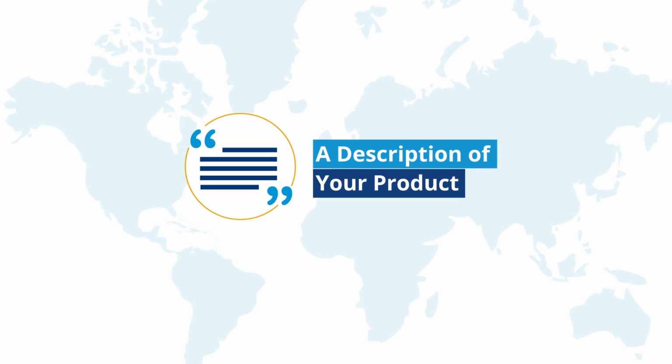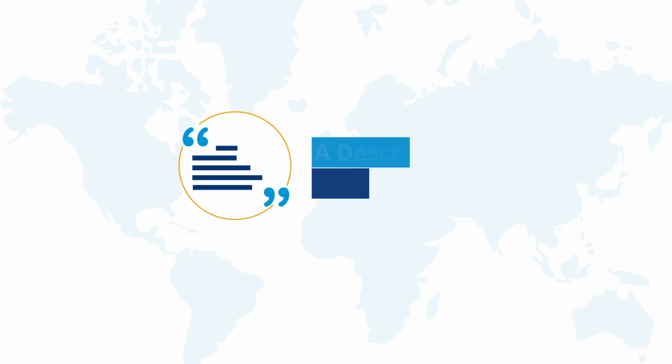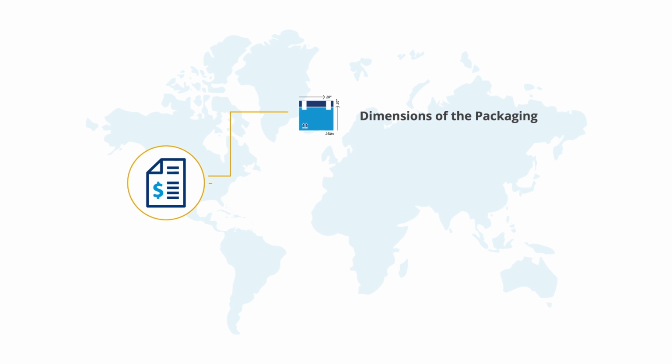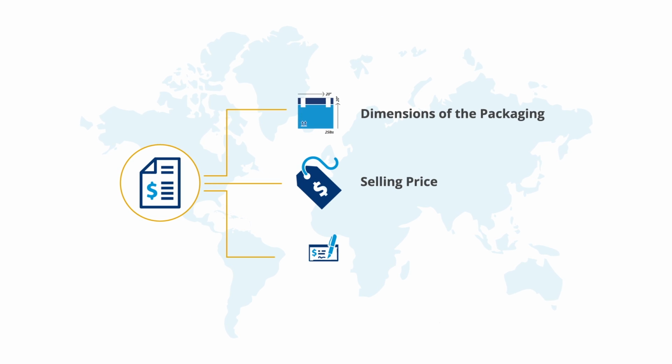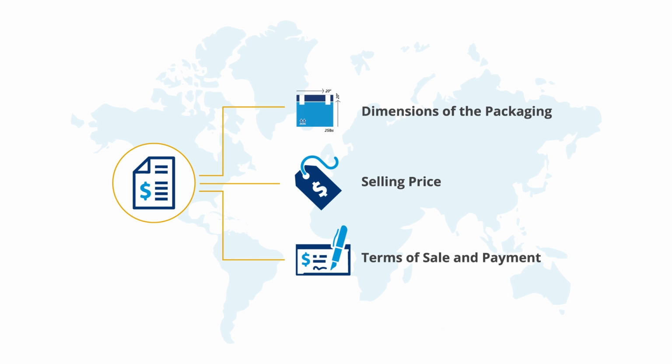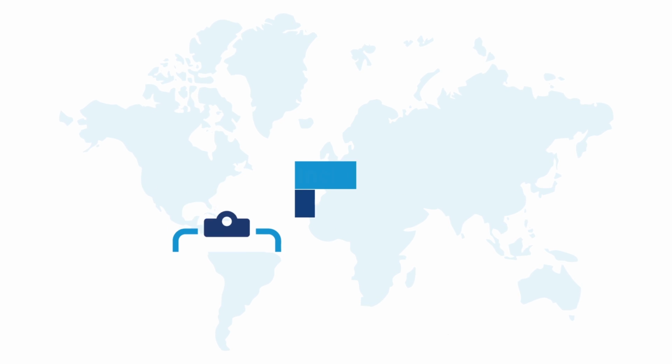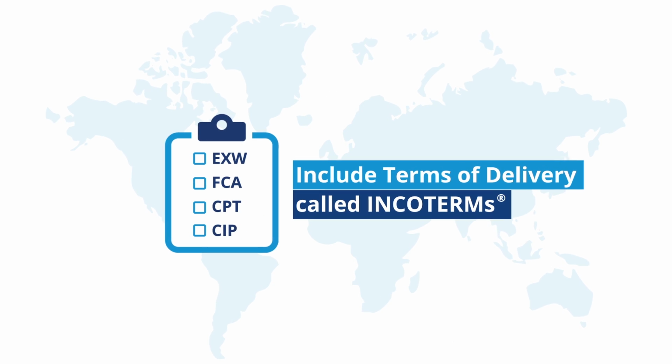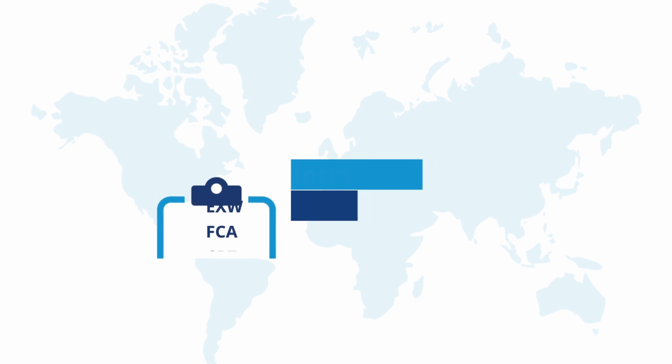A pro forma invoice should include a description of your product, including its weight and dimensions of the packaging, the selling price, and specific terms of sale and payment. You'll also want to include terms of delivery called Incoterms.